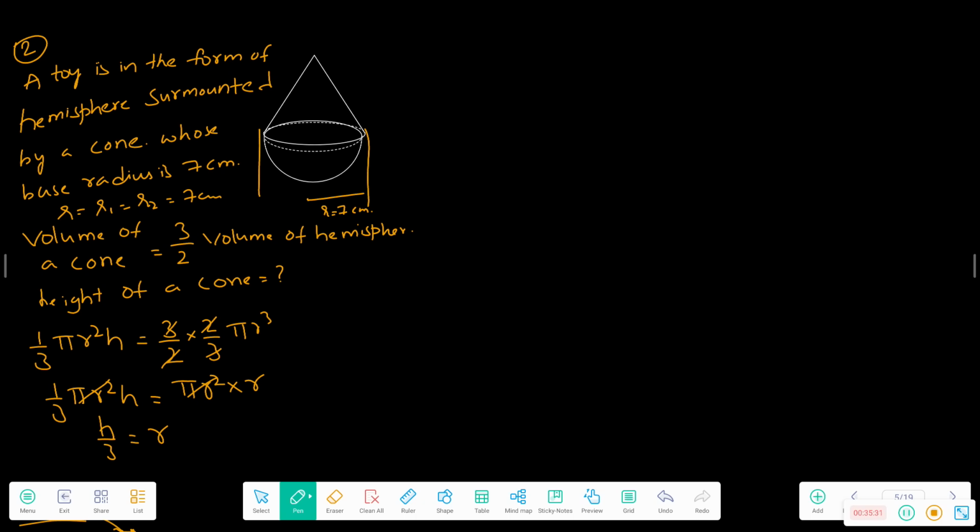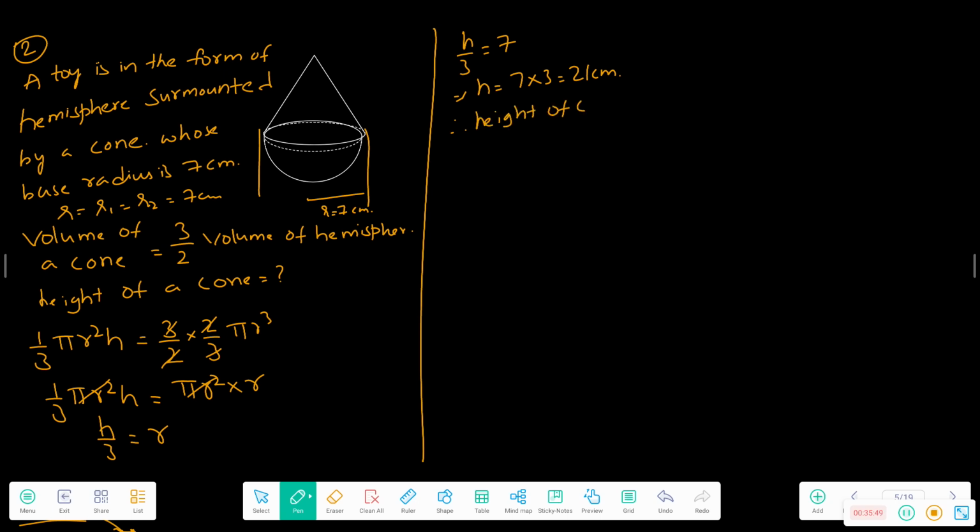So here we need to find the value of h by 3. We know that r is equal to 7, that implies h is equal to 7 into 3, that is equal to 21 centimeter. Therefore the height of the cone is equal to 21 centimeter.